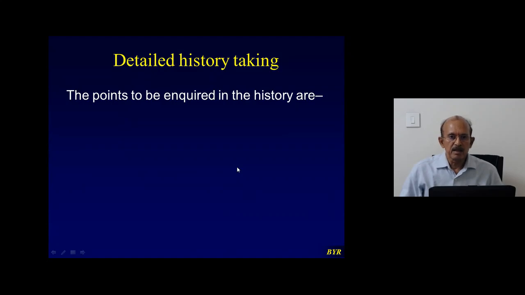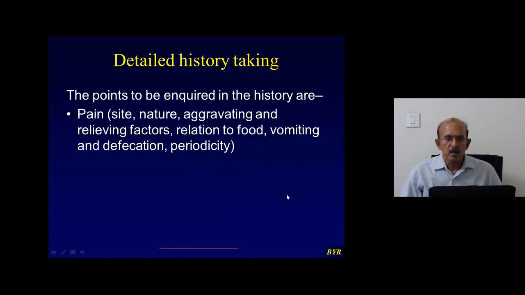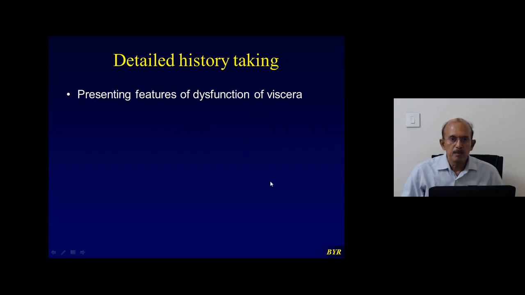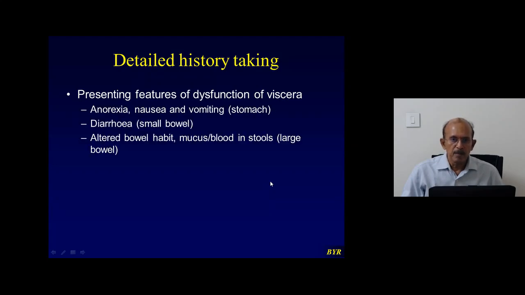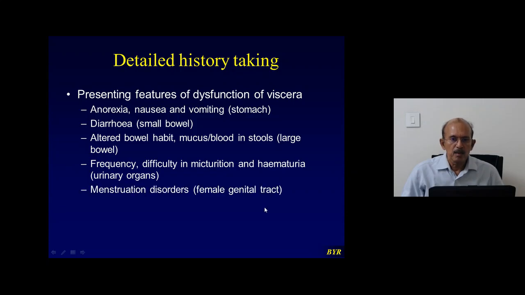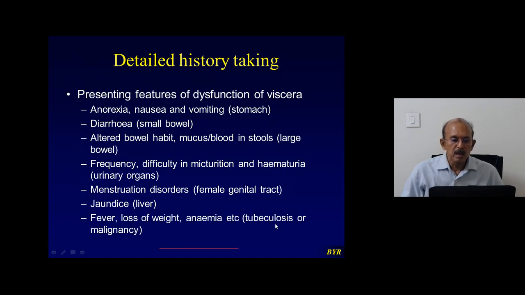The detailed history taking: I already explained to you the symptoms of abdominal disease, so those points I have to inquire. You have to inquire about the pain: site, nature, aggravating factors, relieving factors, relation to food, vomiting and defecation, periodicity. The dysfunction of the organs: anorexia, nausea, vomiting, diarrhea, altered bowel habit, mucus or blood in the stools, frequency, difficulty in micturition and hematuria, menstruation disorders, jaundice, fever, loss of weight, anemia, etc.